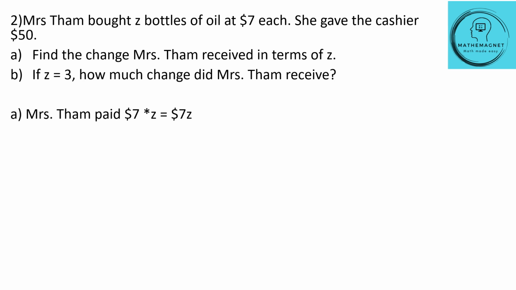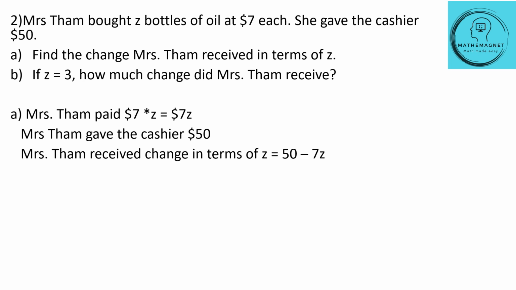So to solve, Mrs. Tam paid $7 into Z, which means she bought Z bottles and she paid $7 for each bottle. So she paid $7Z for the Z number of bottles. And she had an amount of $50. So how much change she would have received is 50 minus 7Z. So Mrs. Tam received change in terms of Z as 50 minus 7Z dollars.